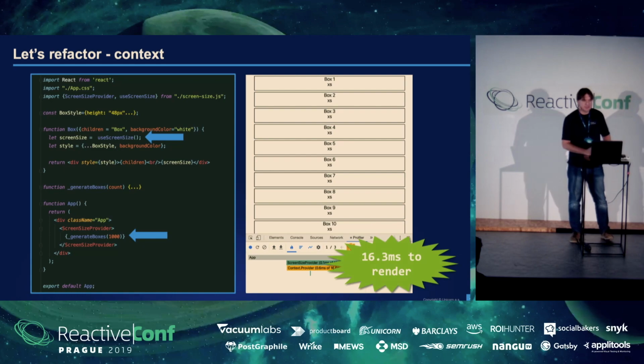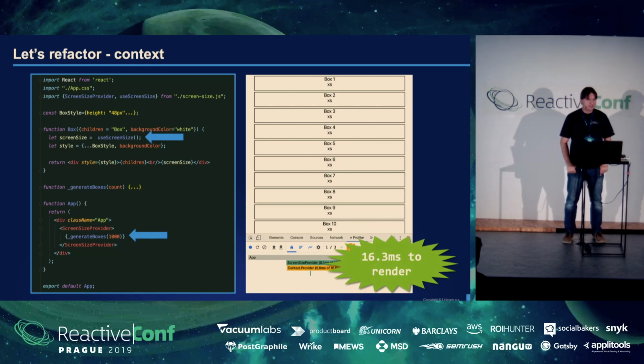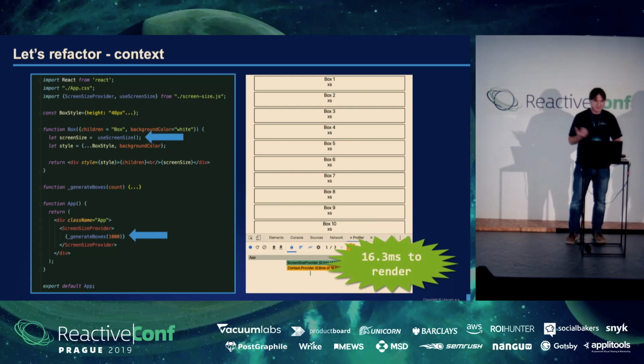And it takes 16.3 milliseconds to render 1,000 boxes. So it's two magnitudes faster. Yeah. So I think we are done. That's okay. We can take this implementation.